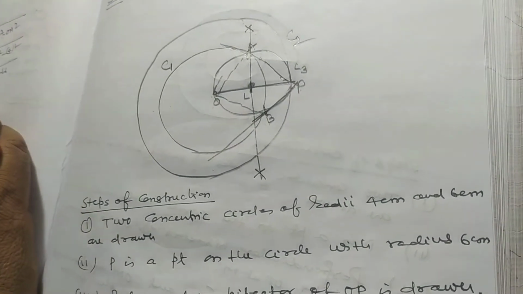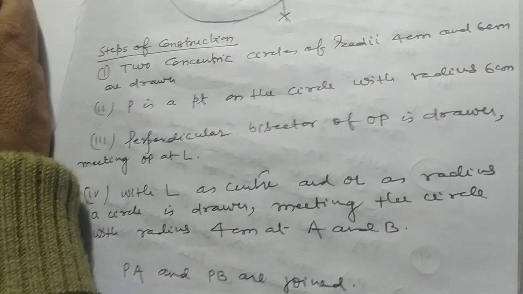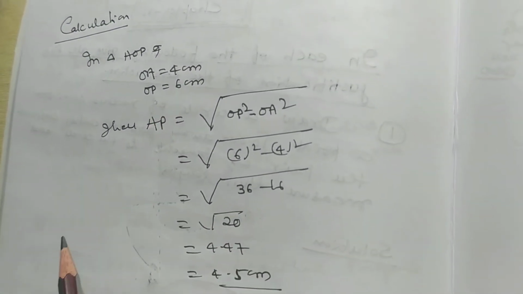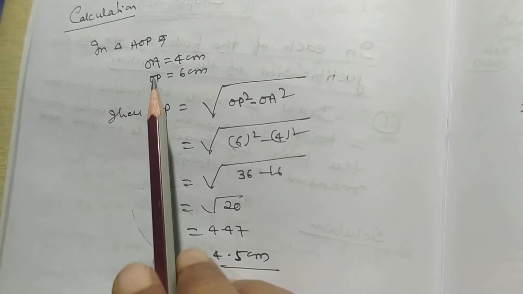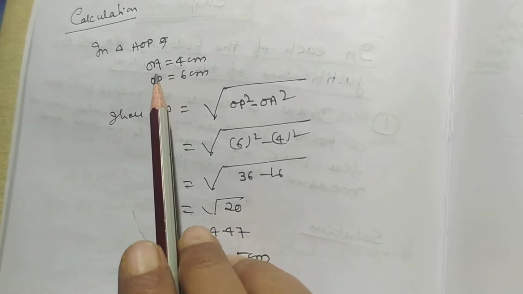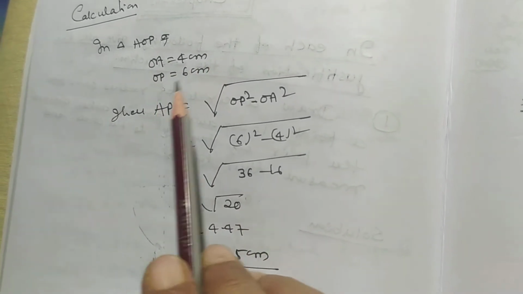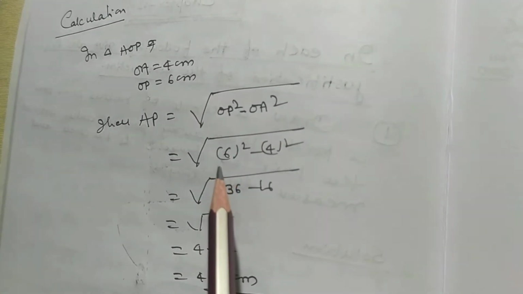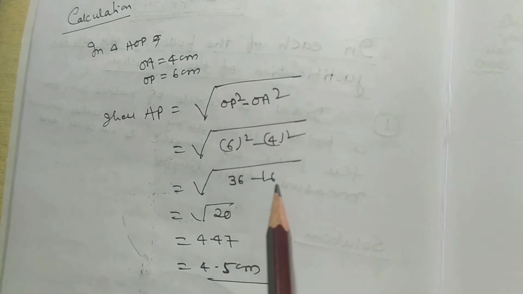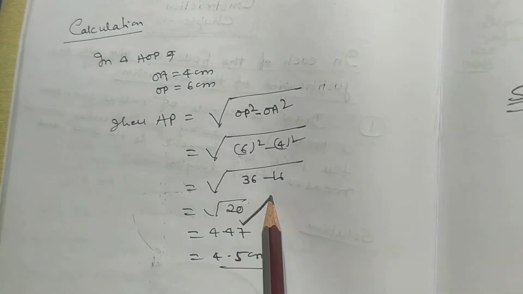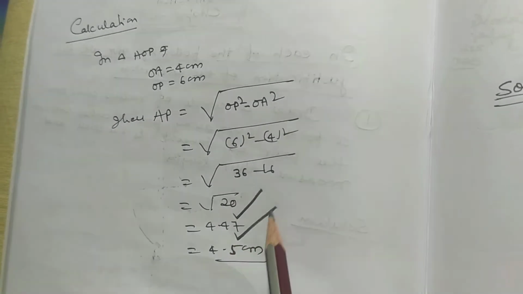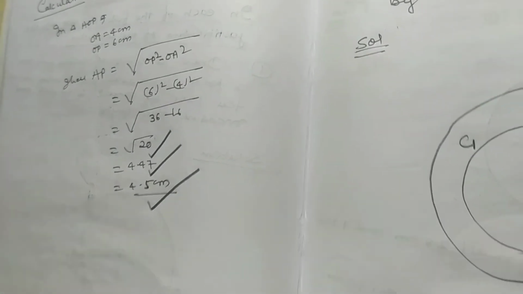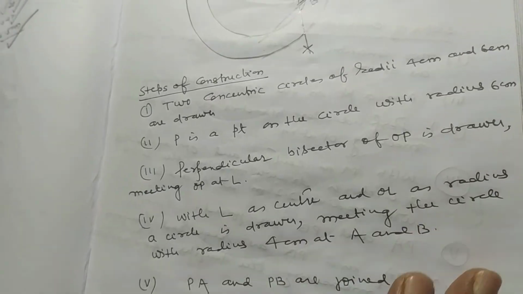There is a tail question in this problem. What is it? You have to calculate the length of the tangent. In triangle AOP, OA is equal to 4 centimeter, OP is equal to 6 centimeter. So AP is equal to the square root of OP square minus OA square, which is 6 square minus 4 square, 36 minus 16, root 20, 4.47, that is 4.5 centimeter. This is the length of the tangent of the circle.